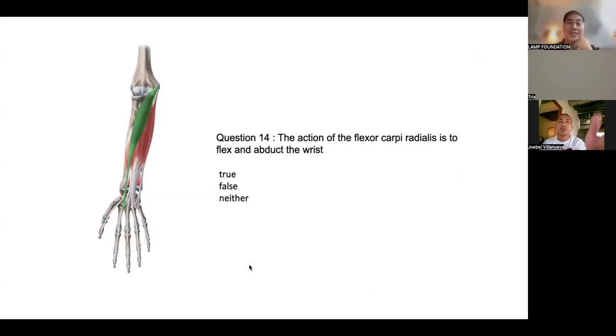The action of the flexor carpi radialis. Remember the name, flexes the radial side of the wrist. So true or false? It's true. Flexes and abducts the wrist.